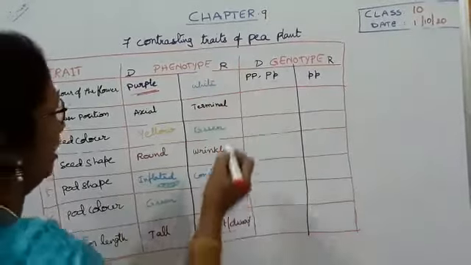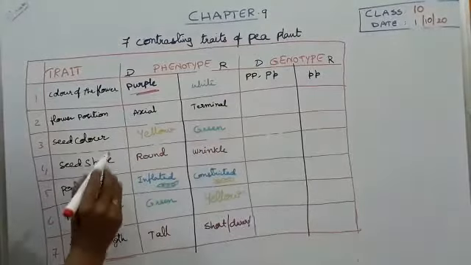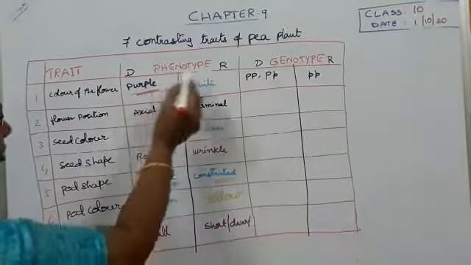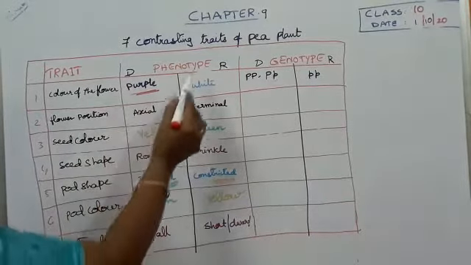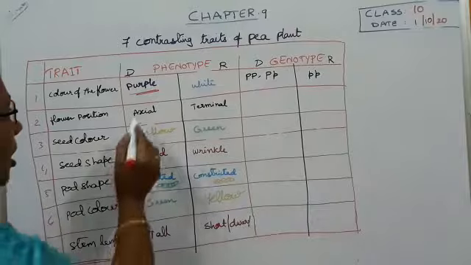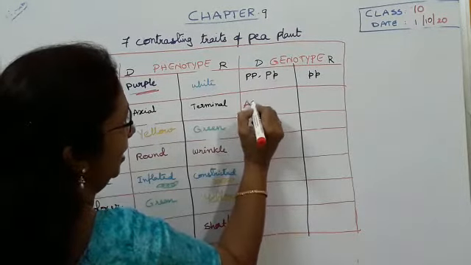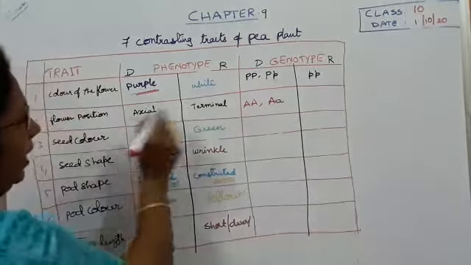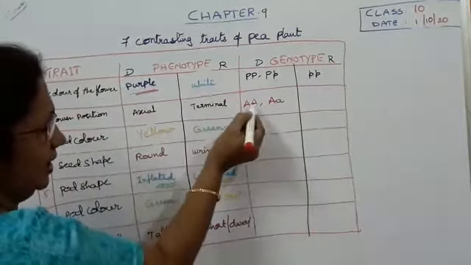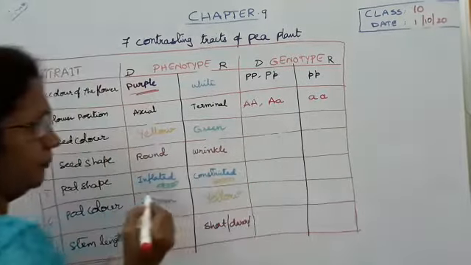Now, based on that, I want to write the genotype and phenotype for all these traits. Already the phenotype I mentioned. See, flower position: axial is the dominant and terminal is the recessive. How do we write axial? Capital A, capital A, or capital A, small a. And what about terminal? We take the same letter, both small letters, small a, small a.